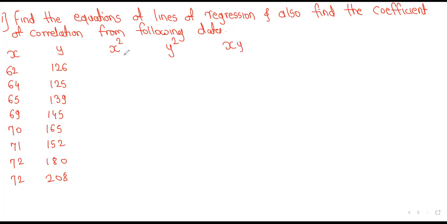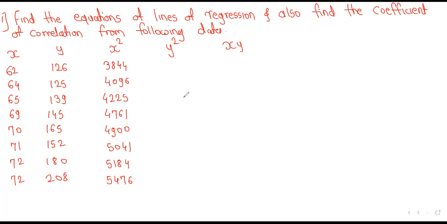So x square: the square of 62 is 3844, 4096, 4225, 4761, 4900, 5041, 5184, and the square of 74 is 5476.